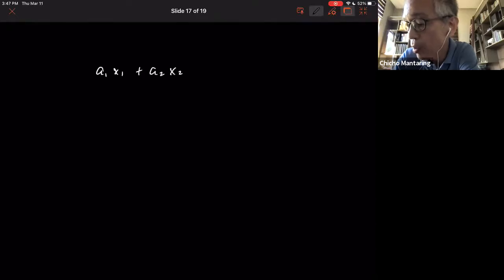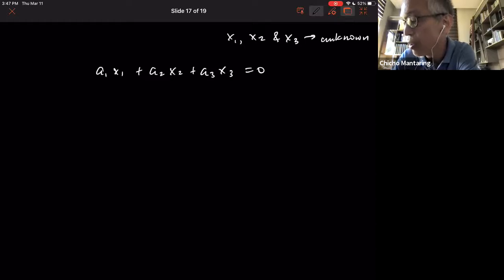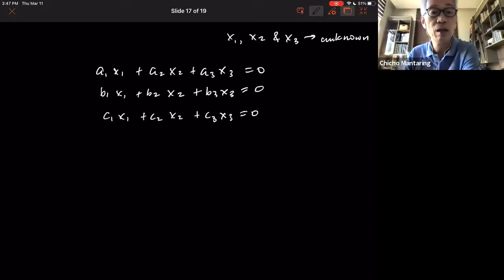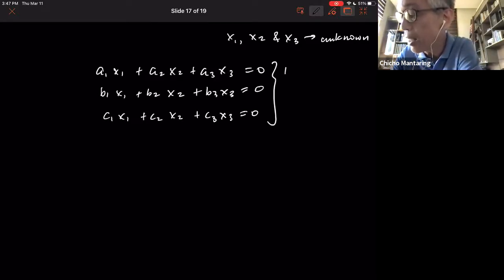Let's say I have a set of equations. A1x1 plus A2x2 plus A3x3, let's say is equal to 0. No? Let's say x1, x2, and x3 are my unknowns. So A1x1 plus A2x2 plus A3x3 is equal to 0. No? Then let's say I have another equation, B1x1 plus B2x2 plus B3x3 is equal to 0. Okay, then let's say I have a third equation, C1x1 plus C2x2 plus C3x3 is equal to 0. When do we say this is dependent? These are independent.